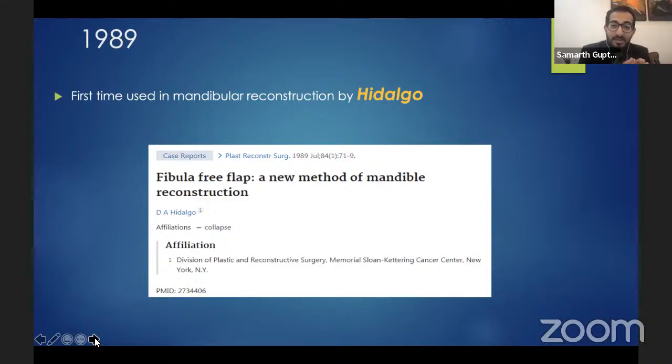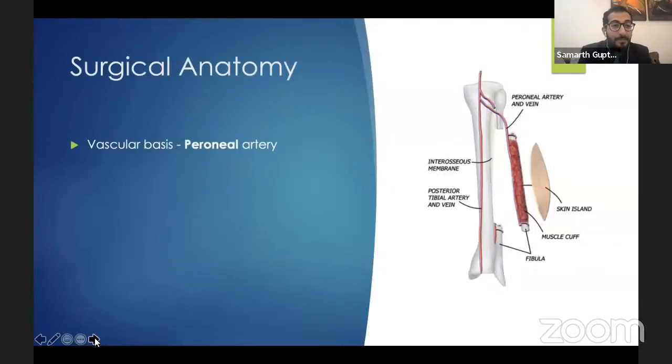And this is an excellent paper from Sloan Kettering, and I happened to be there last month. Dr. Hidalgo is a pioneer in this field. And recently, for the last decade, he switched his practice from reconstruction to aesthetic.